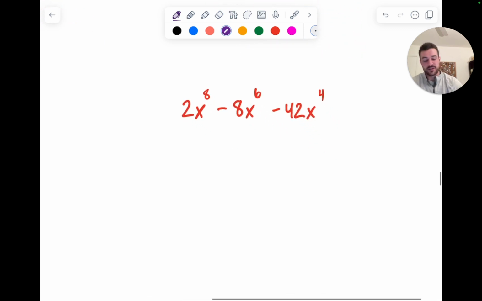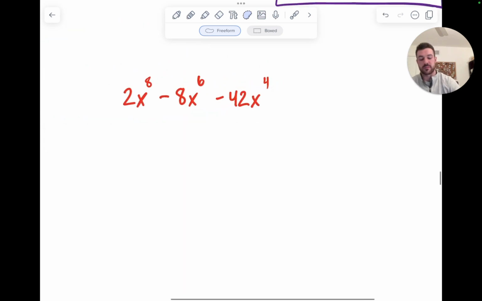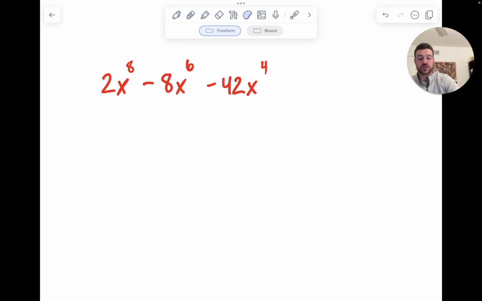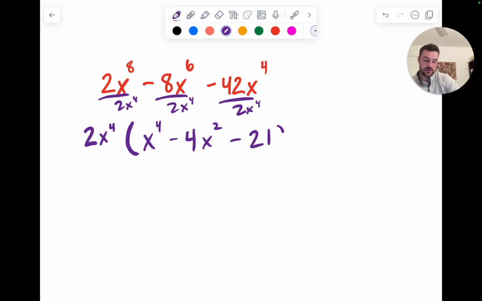Now, for my final example here, I'll move this over. I will do both methods so you can kind of see what it looks like. I'll keep them side by side. So we are still going to divide out our GCF. So they're all even numbers, so I'll put a 2, and they all have at least x to the 4th. So what I'm doing is dividing each of these terms by 2x to the 4th. And then what I get out will stay inside my parentheses. This will be x to the 4th minus 4x to the 2nd minus 21.